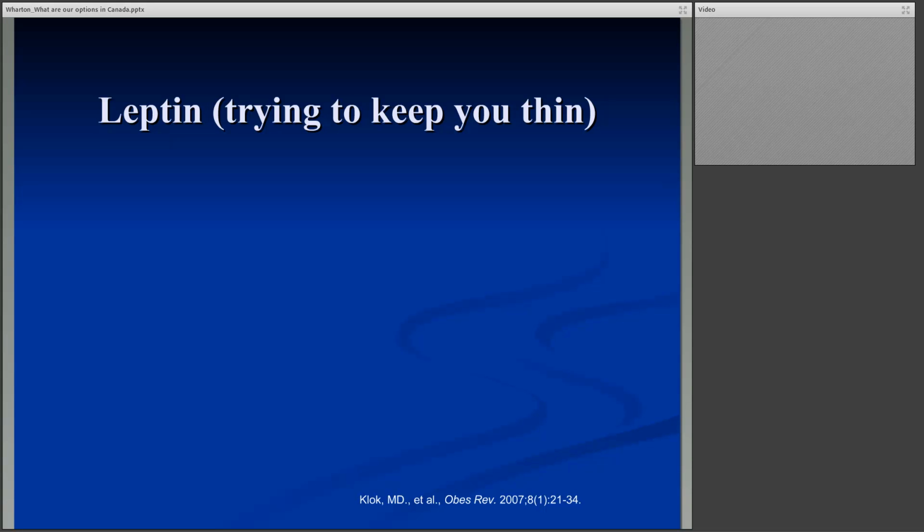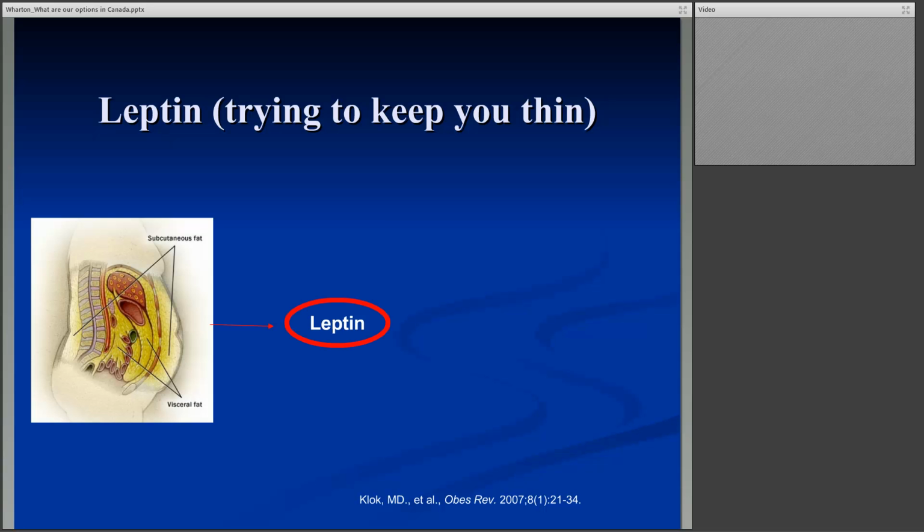Let's talk a little bit about leptin, because leptin is one of these hormones. So leptin is a good hormone that's trying to keep you thin, and leptin comes from the fat cells. So when you eat food and you take that energy from the food and you put it into fat cells, the body says, okay, I have enough fat cells. I'm going to release a hormone that goes up to the brain that tells the brain to stop eating and to increase the metabolic rate.